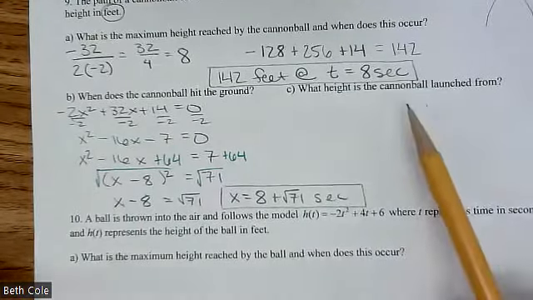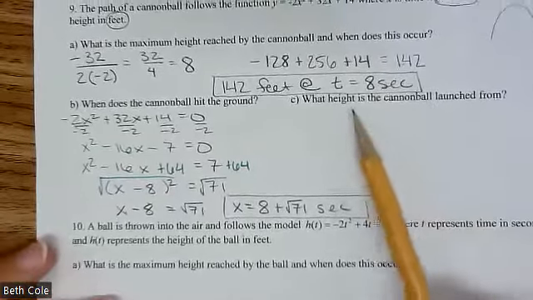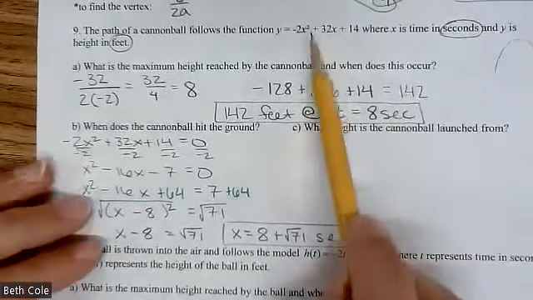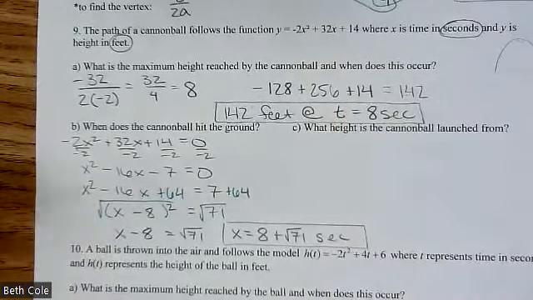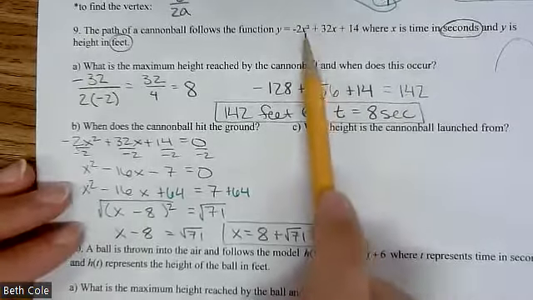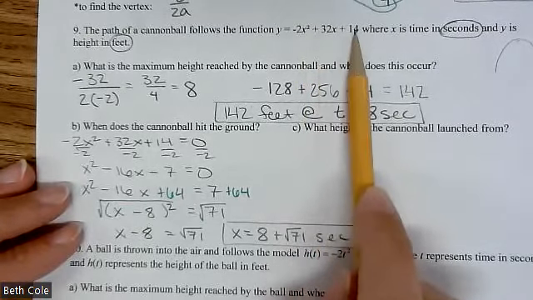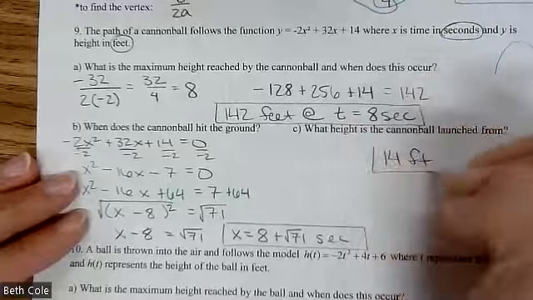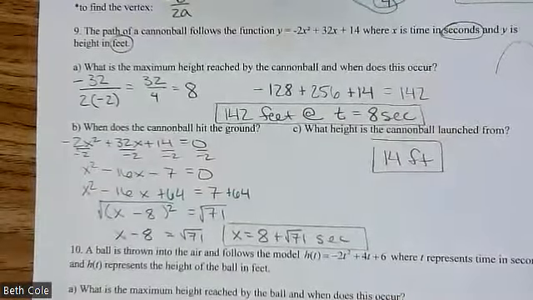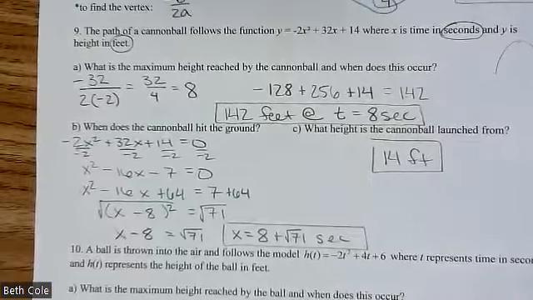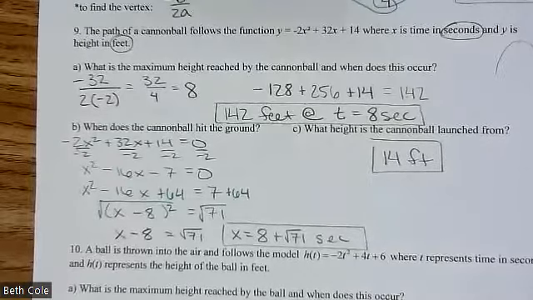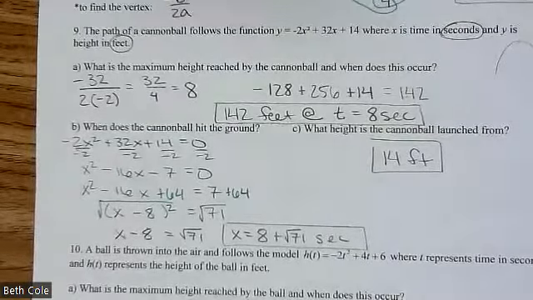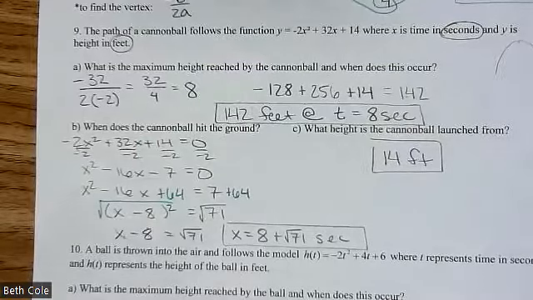And then, bless you, we catch a break on this one. This one's actually really easy. From what height is the cannonball launched? Well, when you launch it, that's 0 seconds, right? Initial velocity, if you're in physics. So if you plug in 0 for x, what do you get? 14 feet. So it was launched from 14 feet. So either the cannon was on something, or it had a really long cannon. I don't know anything about cannons.